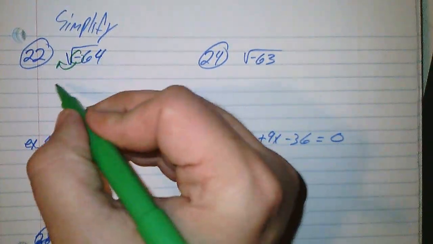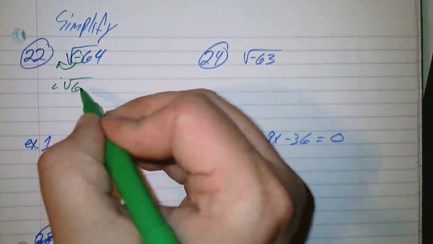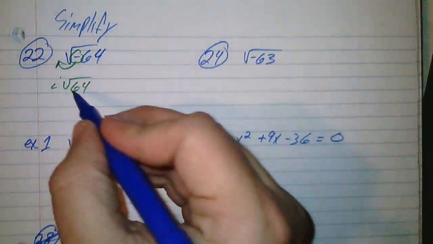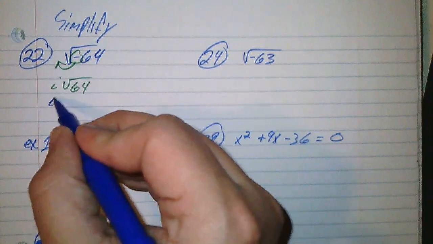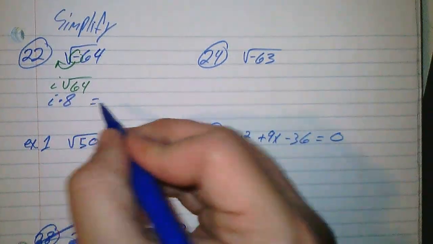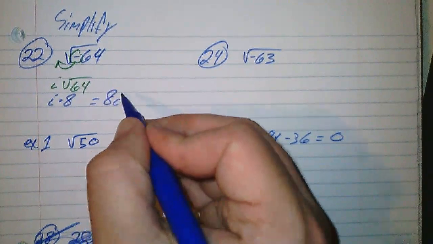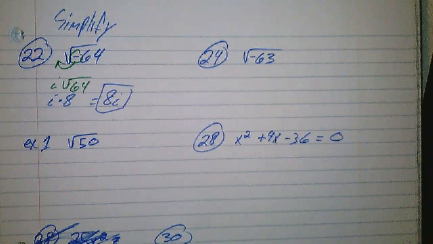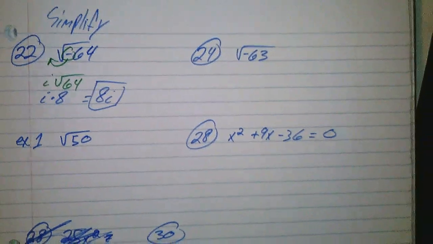So first of all, we pull out i. We cannot take a square root of a negative. And so i times the square root of 64. 64 is itself a perfect square. The square root of 64 is 8. So 8 times i, or i times 8, we'll just call it 8i.